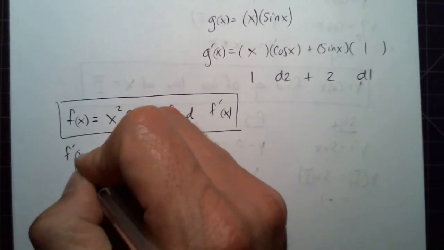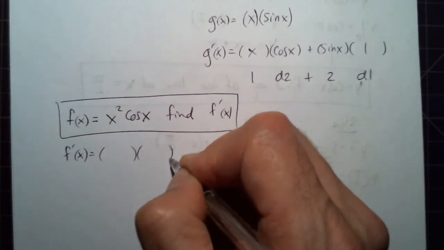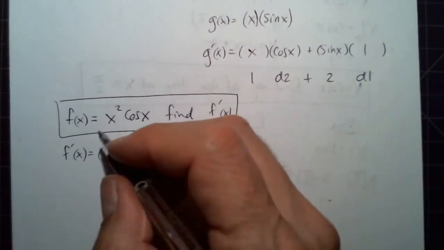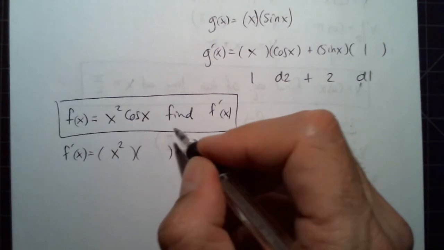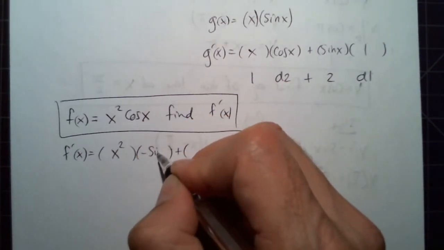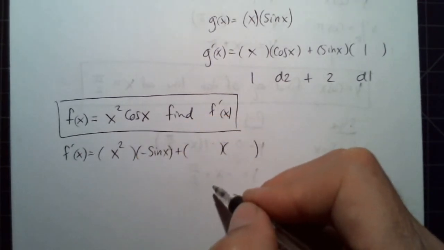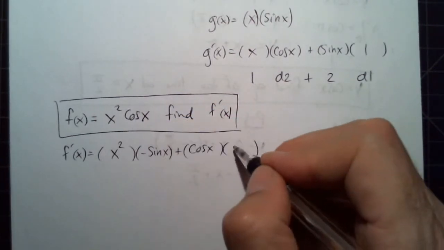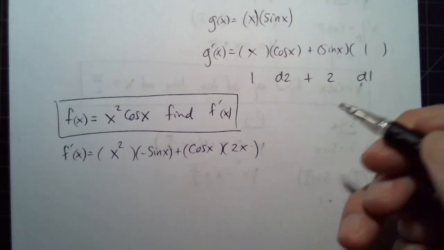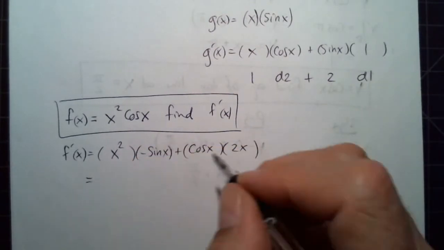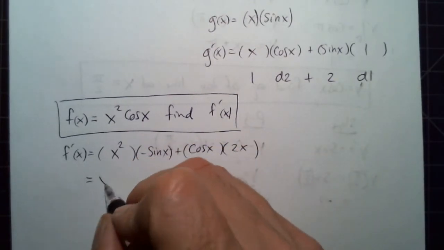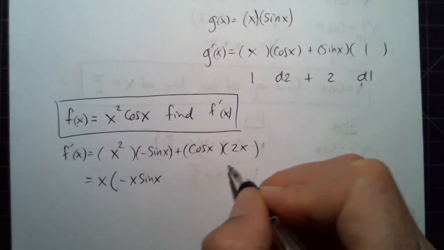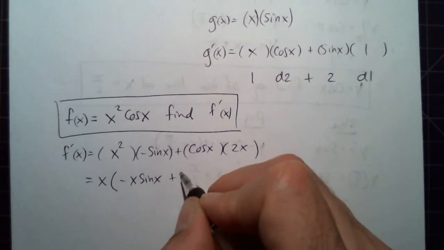F prime, and then this might help organize it: 1 d2 plus 2 d1. And if there's something to factor, go ahead and factor that. Here we have x's that we could factor out. Negative x sine x. We took out an x, so that'd be a 2 cosine x.